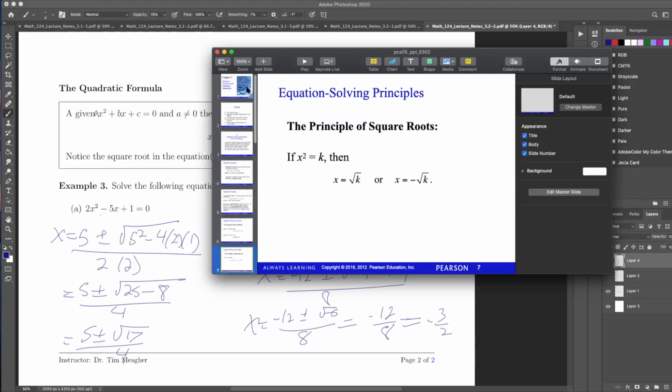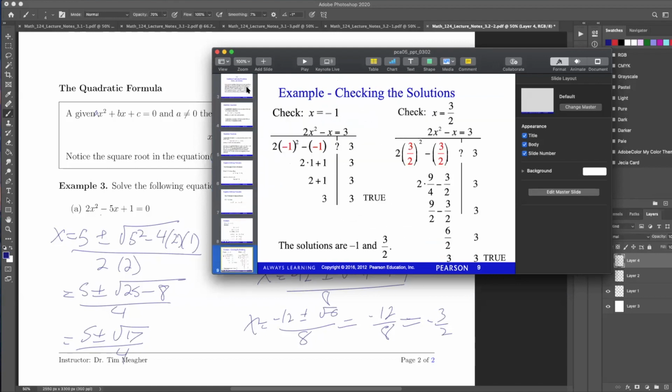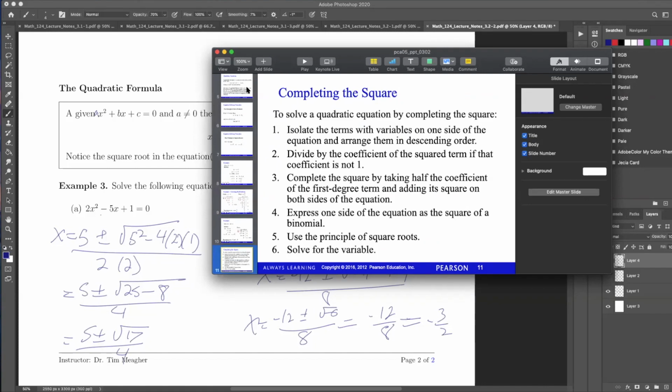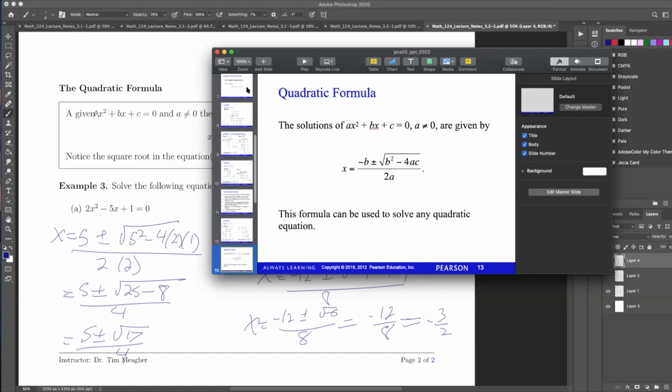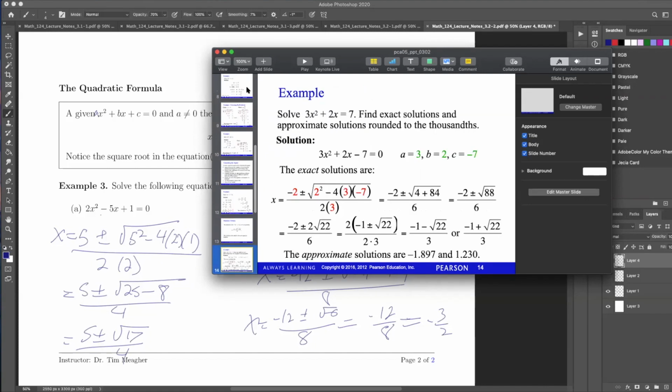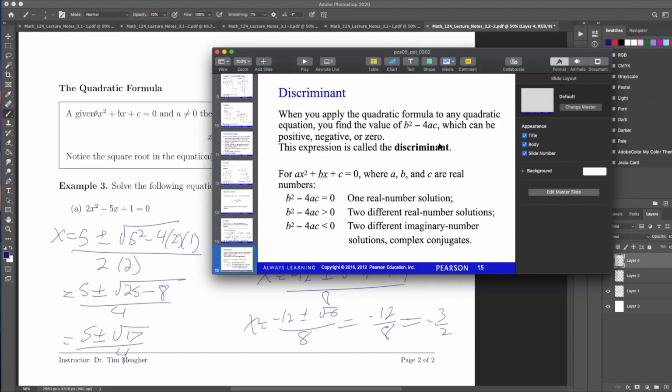But there is something I didn't type in my notes I did want to show you. Completing the square. So here's the quadratic formula. One thing, so on the discriminant, I've done this for you. I just didn't spell it out for you.